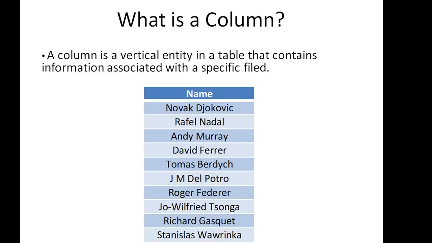What is a column? A column is a vertical entity in a table that contains information associated with a specific field. So in the table that we saw for tennis players, we have all these columns in it. The name is the field, and then you have all the information stored associated with names in columns in the table, right? So Novak Djokovic, Rafael Nadal, Andy Murray, all these are names of tennis players, and you have similar information, as I said, information about names arranged in columns, right?